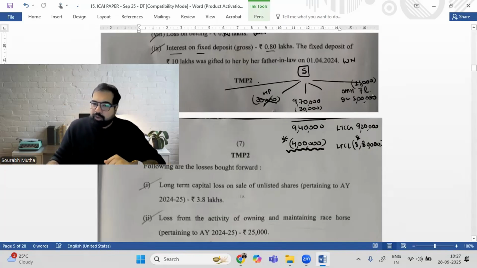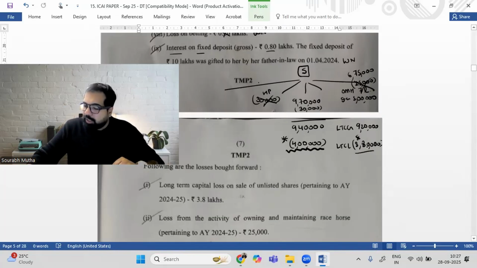This will be another working note. 25,000 and 7 lakh can be set off. So my income will be 6 lakh 75,000 here. 9 lakh 20 and 3 lakh 80 can be set off. So 9 lakh 20 minus 3 lakh 80 can be set off. So my income here, I'm just cancelling, is 5 lakh 40. Let's check if there is any other loss. There is no other loss.